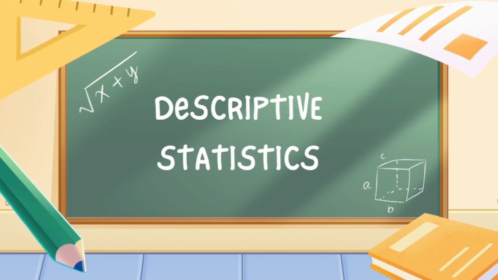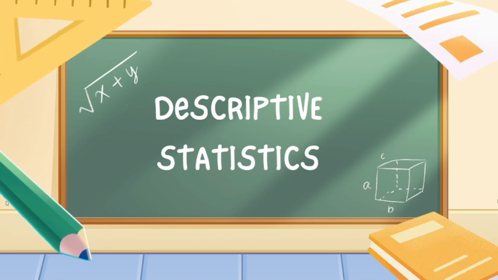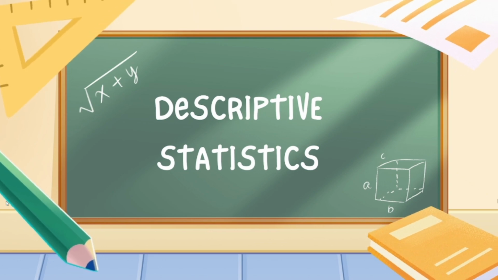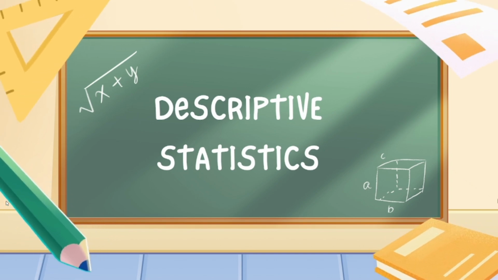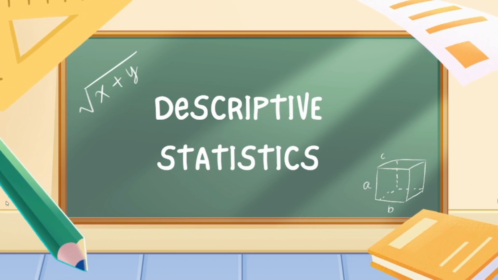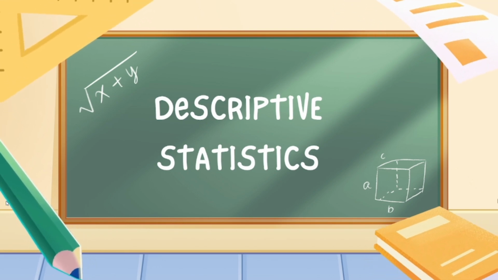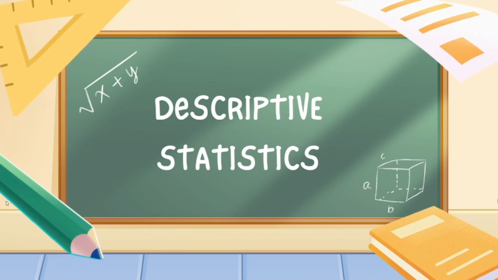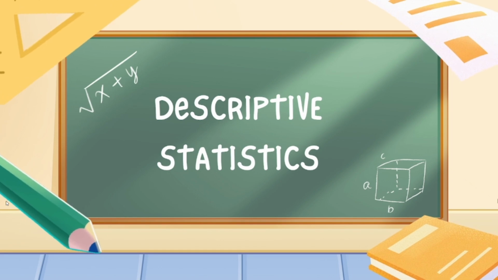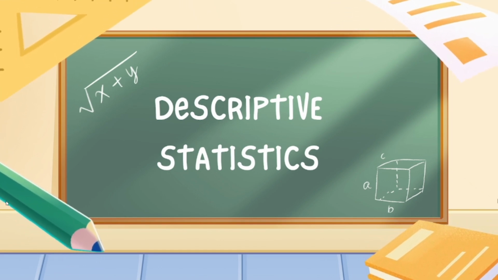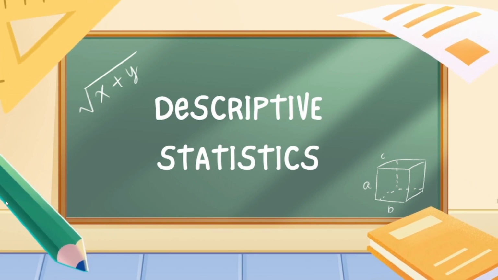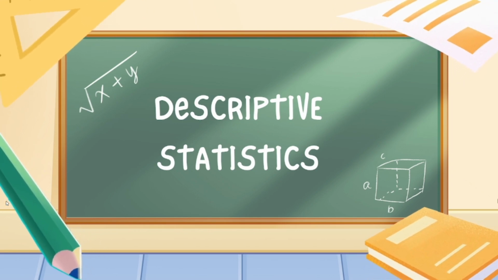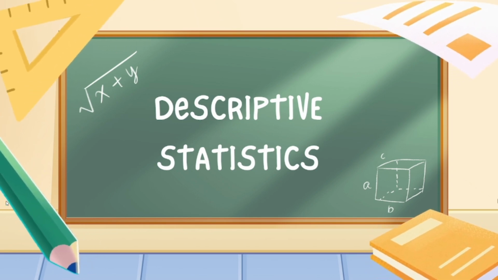Have you ever looked at a giant spreadsheet of data, maybe test scores or monthly sales figures, and felt overwhelmed? You can make sense of hundreds of numbers at once. That's where descriptive statistics comes in. It's the essential branch of statistics used to summarize, organize, and present raw data in a meaningful way. By the end of this 12-minute guide, you will know how to calculate and interpret the three most important descriptive measures: central tendency, variability, and visualizations.